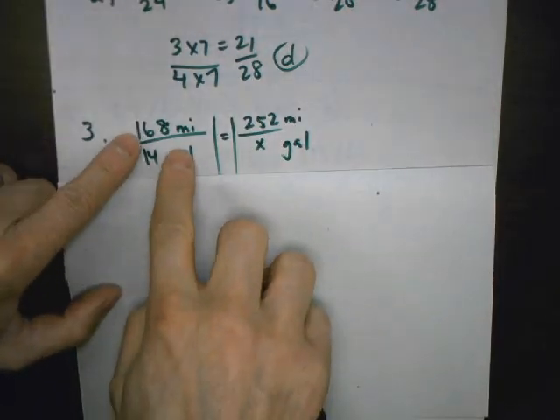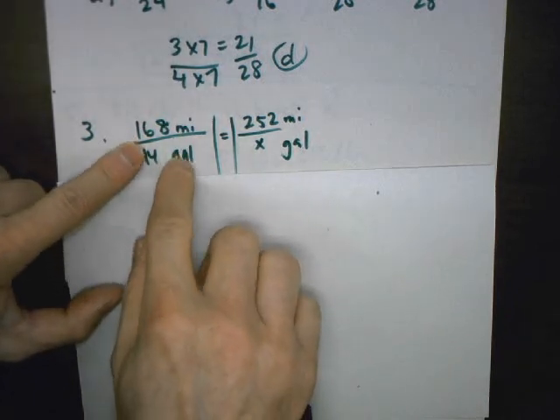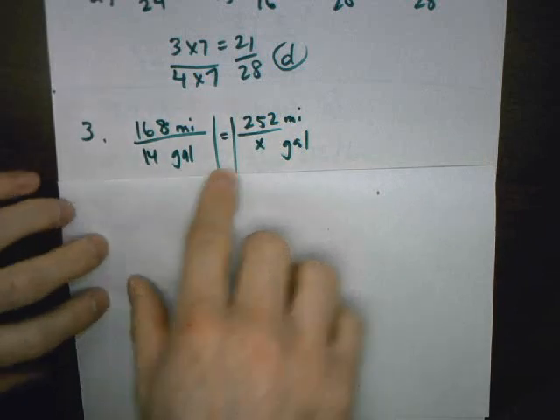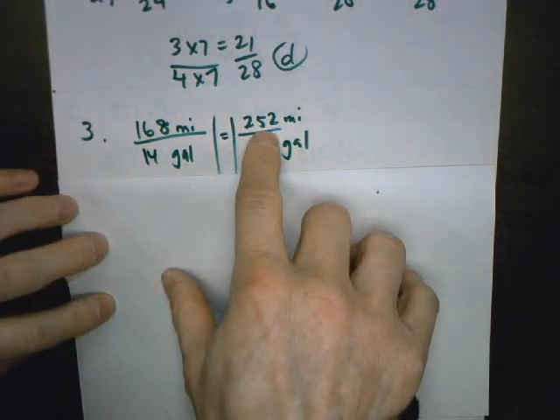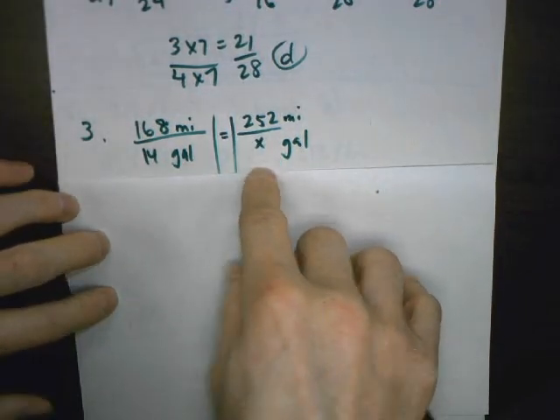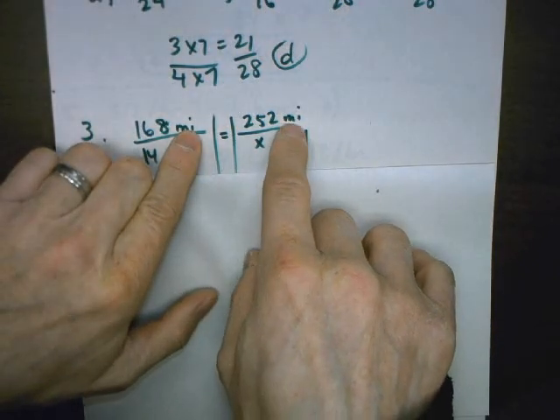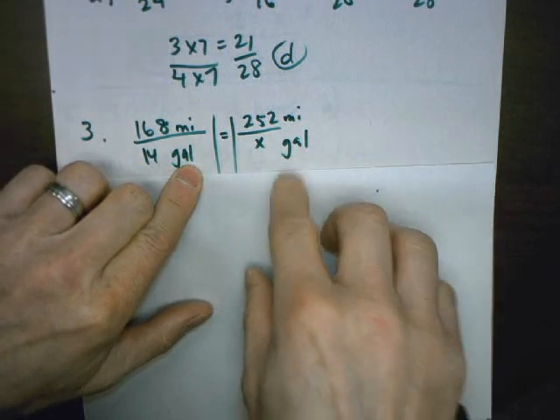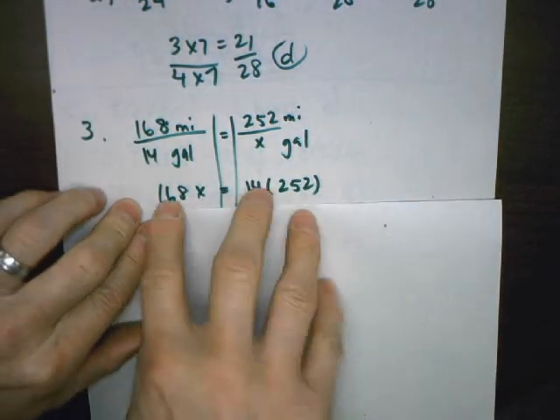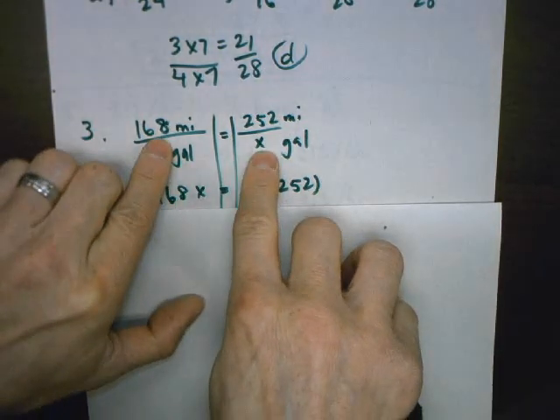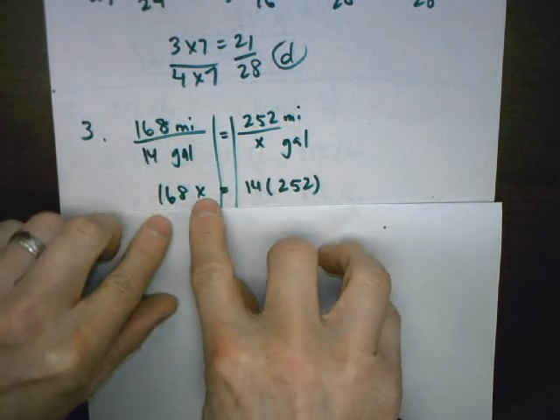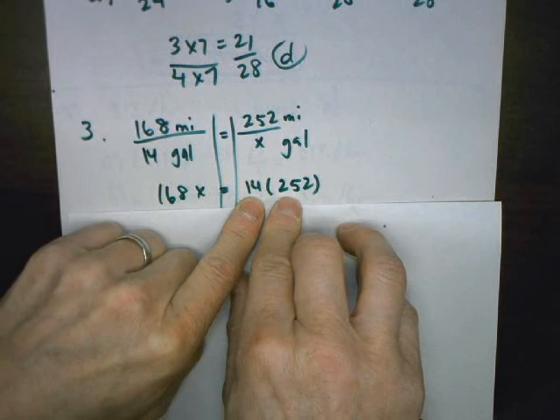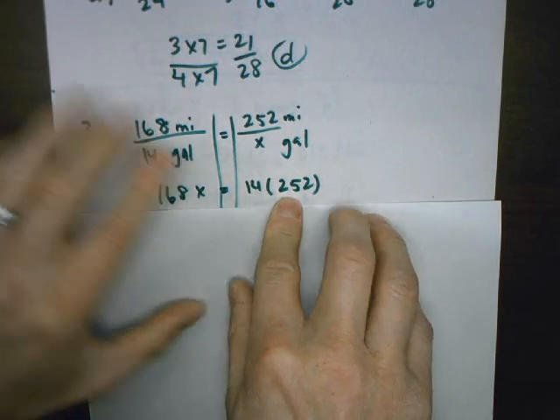So, if it's 168 miles on 14 gallons, that means 168 miles over 14 gallons. And then the question is, if it's 252 miles, how many gallons is that? So if I put miles on top here, I got to put miles on top here. If I put gallons on the bottom here, I put gallons on the bottom here. I write my proportion, and just like all proportions we've been doing all year, we cross multiply. 168 times x is just 168x, and then I got 14 times 252 on the other side.